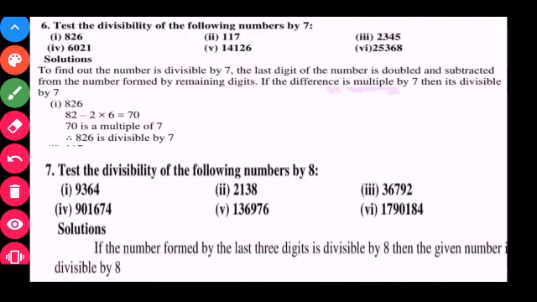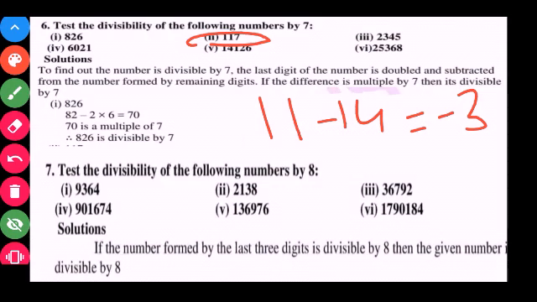Clear? Take another example here. The second part is given as 117. Okay, 117 it is. So here the unit place is 7, so double of 7 is 14. This will be subtracted from 11, so 11 minus 14 is minus 3. This is not a multiple of 7, so that's why this is not divisible by 7. Clear? Okay, now you can check the remaining questions.